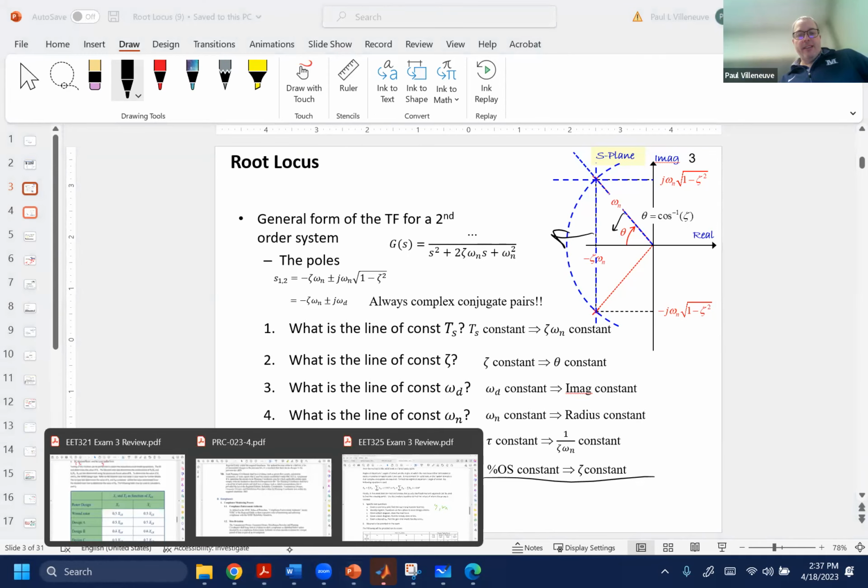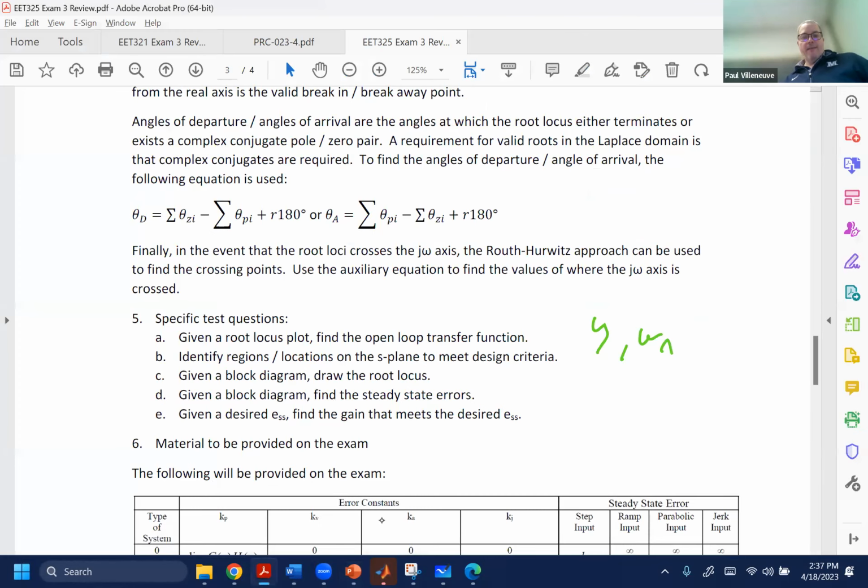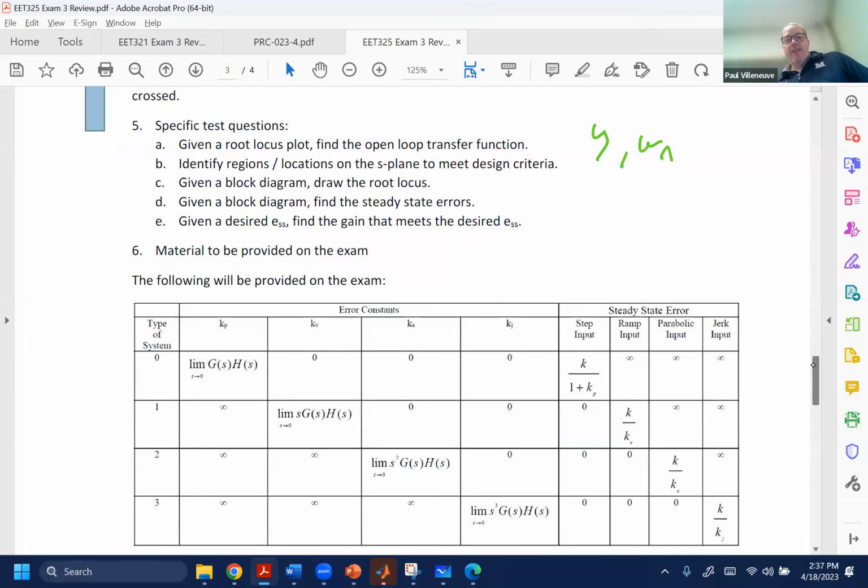So let's go back to this. If I have a block diagram, draw a locus. If I have another block diagram, give me the steady state errors. And if I want a desired ESS, I might have an adjustable gain that you want to make sure is either above or below a certain value so that your steady state error meets criteria. So we're using a lot of this for design, not just analysis.